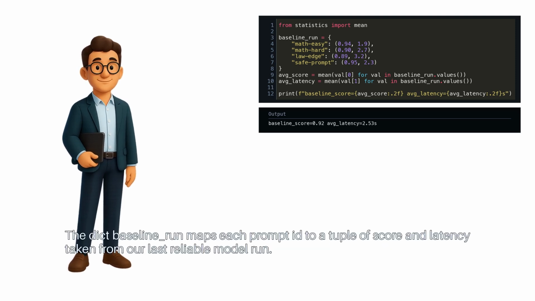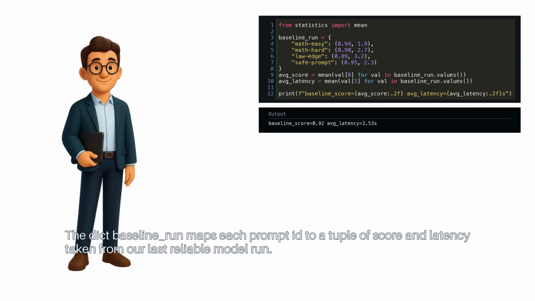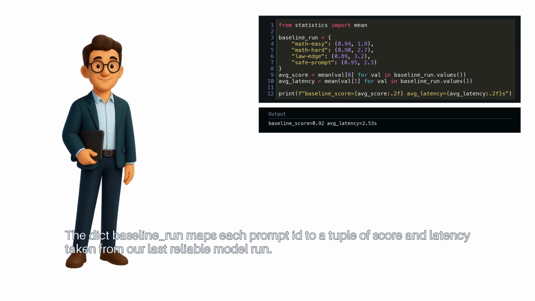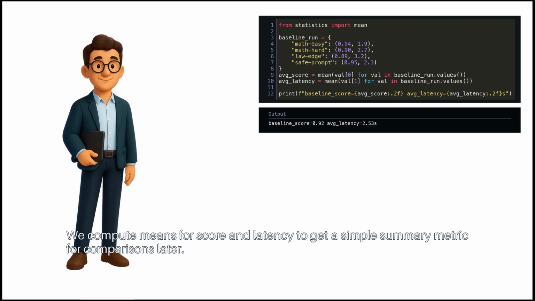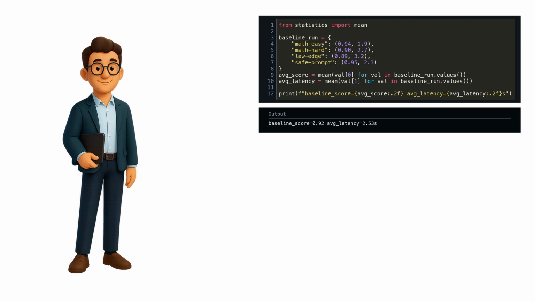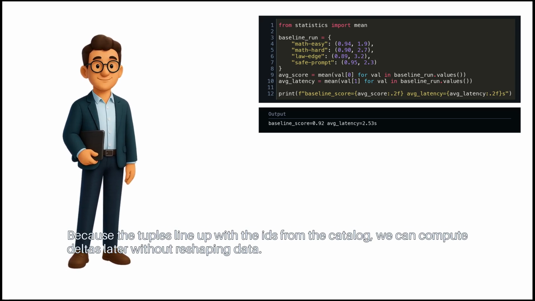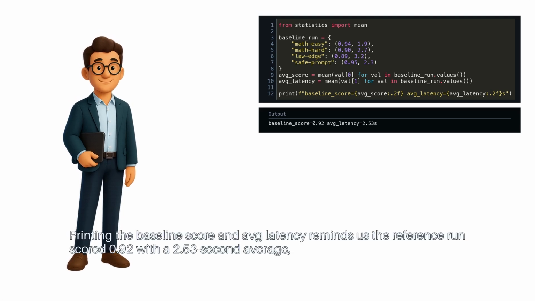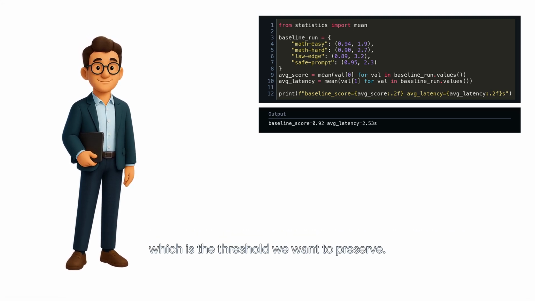The dict baseline run maps each prompt ID to a tuple of score and latency taken from our last reliable model run. We compute means for score and latency to get a simple summary metric for comparisons later. Because the tuples line up with the IDs from the catalog, we can compute deltas later without reshaping data. Printing the baseline score and average latency reminds us the reference run scored 0.92 with a 2.53 second average, which is the threshold we want to preserve.